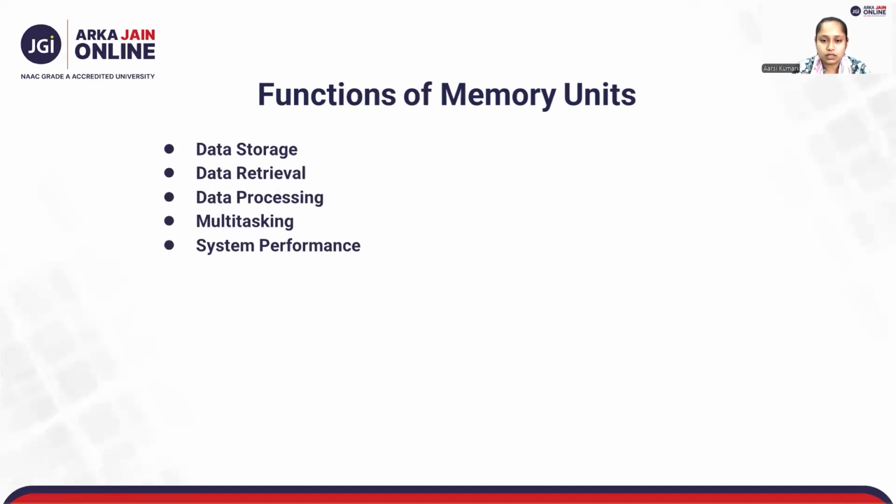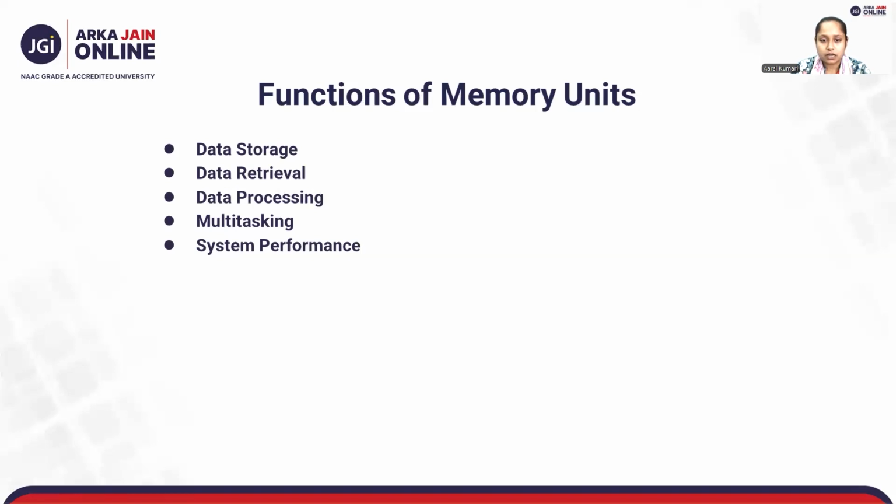Data processing. The CPU uses primary memory as a workspace for information processing. It moves data and commands from secondary memory into primary memory for processing. Once processing is completed, the result may be stored or returned to the secondary memory, allowing for data modification and storage.